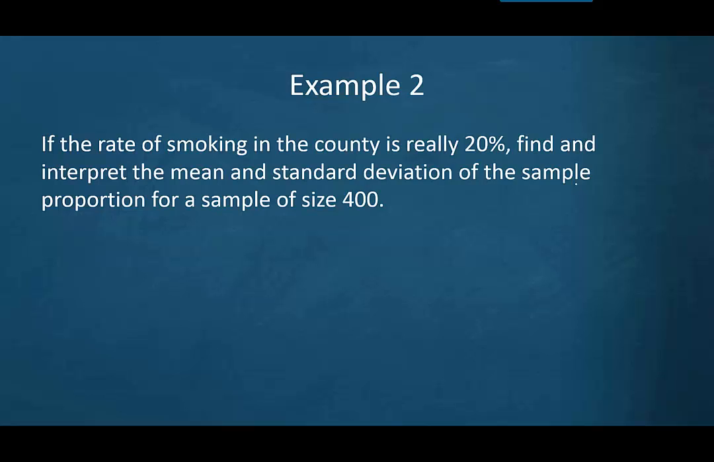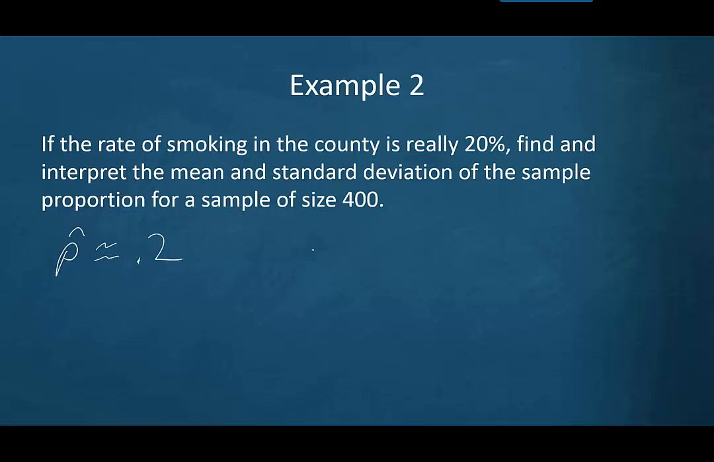Example 2. If the rate of smoking in the country is really 20%, find and interpret the mean and standard deviation of the sample proportion for a sample size 400. So let's look at the mean first. The mean is the easier one, right? So we would expect the sample proportion, p hat, to be very close to 0.2.